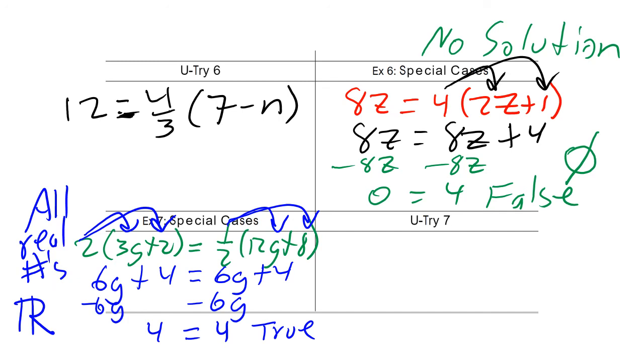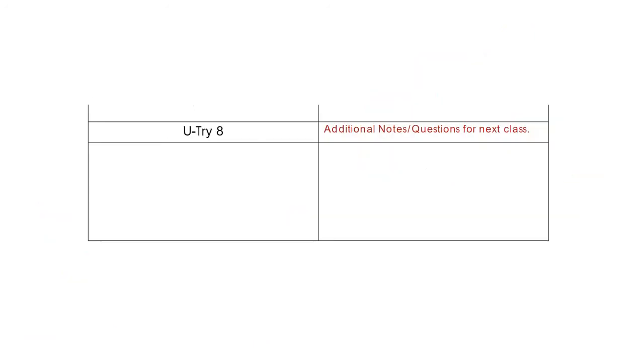All right, here's your U try. 12 plus 6 equals 6 times 2y plus 1. And I've got one more U try for you. U try number 8. 2 minus 15n equals 5 times negative 3n plus 2.